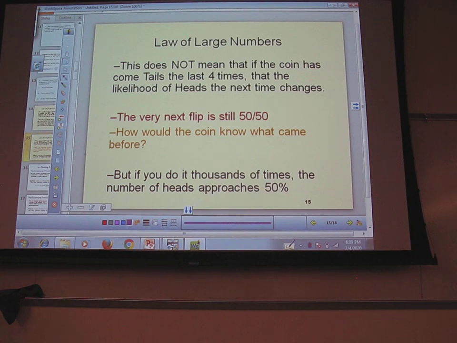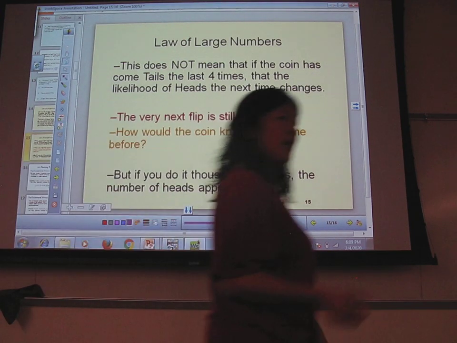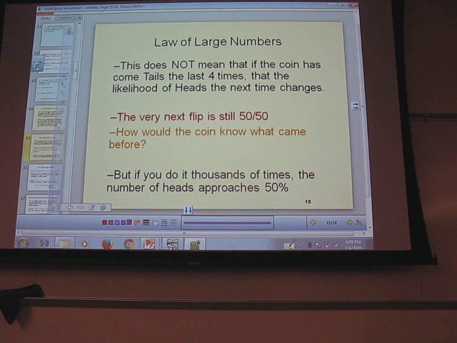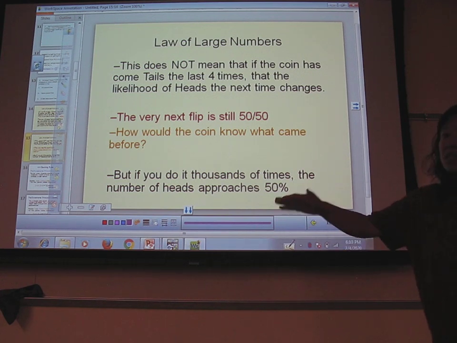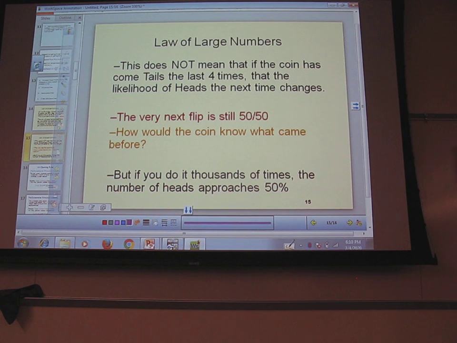That does not mean that if the coin has come up tails 4 times in a row, that's more likely to come heads next. The very next flip is still 50-50. The coin does not know that, oh my gosh, I came tails the last 4 times, I need to come heads now. It has no memory. It's still going to be 50%. What it does mean is that if you do it thousands and thousands of times, if you add all those together, eventually that's going to get closer and closer to 50%.